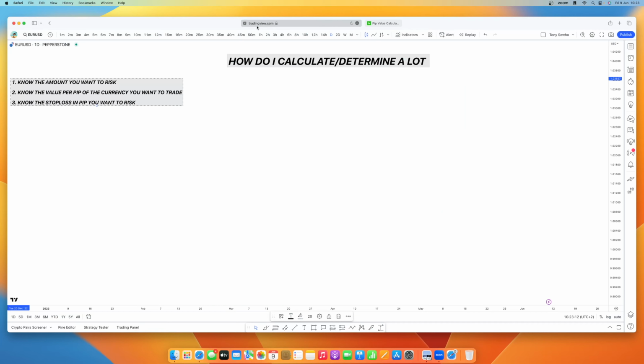Like I said, the first thing, know the amount you want to risk. So if I have $100, maybe I want to risk $5. Just know the amount you want to risk. Then know the value per pip of the currency you want to trade. So I'm trading Euro USD. I want to buy, or maybe I want to sell. In order to get the value per pip for Euro USD, just click on this link.